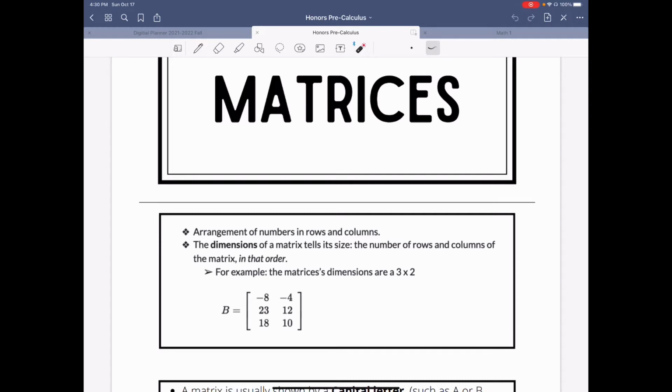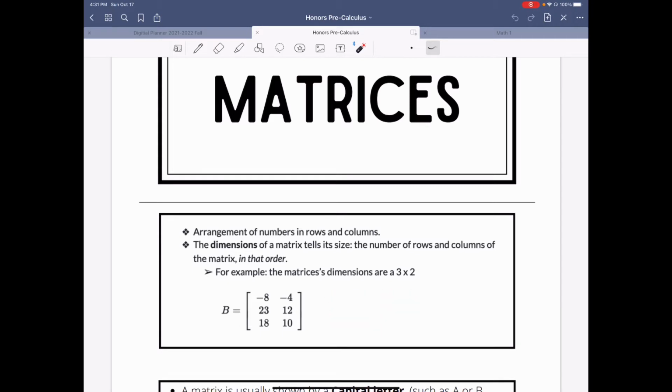So for example, when we're looking at this matrix, this is the name. So matrix B has 1, 2, 3 rows and 2 columns. So it's a 3 by 2. All right, so when you talk about the dimensions, the first number is the row, the second number is the column. Remember, rows go horizontally and columns go vertically.